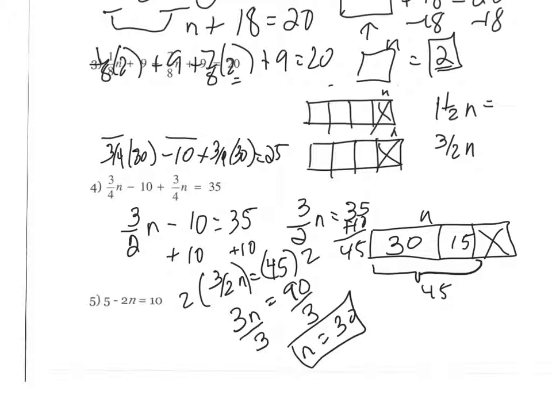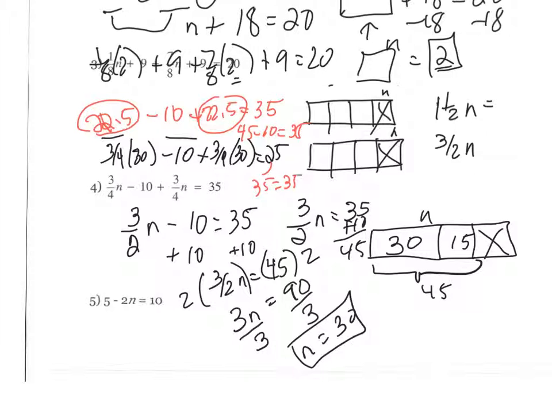I'll switch to red here. So 3/4 of 30, well, a fourth of 30 is 7.5, so 3/4 is 22.5, minus 10 plus 22.5 equals 35. So we put these two together and we get 45 minus 10 equals 35. 35 equals 35, and we do our happy dance.